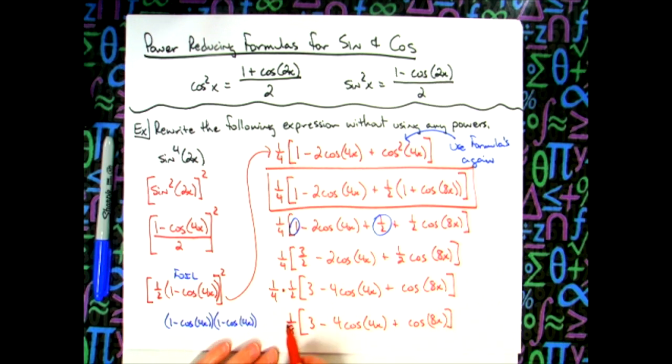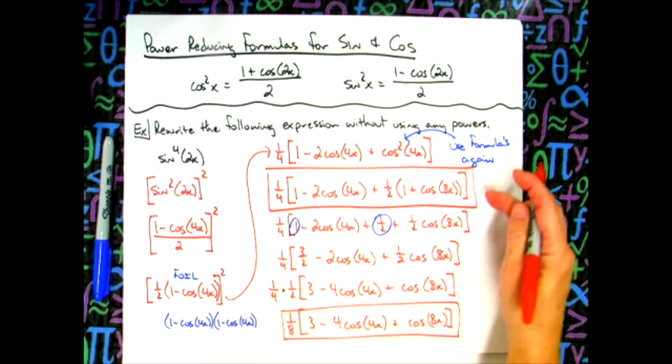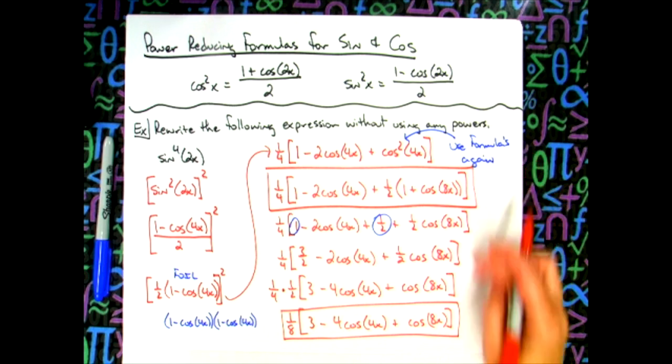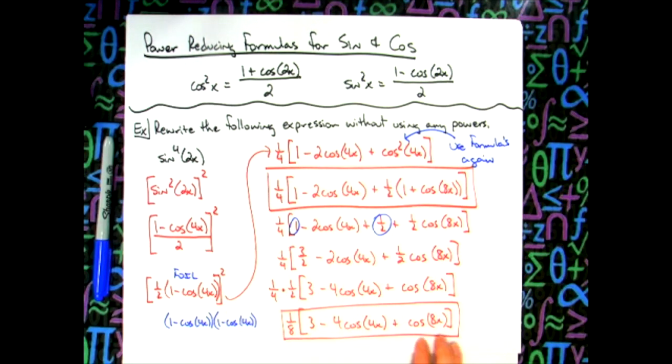So this is just a more simplified, cleaner answer. But at this point, you have successfully written it without any powers. So from here to here, it's optional, just depending on what form your particular professor would like it in. So, just one quick example there using the power reducing formulas for sine and cosine.